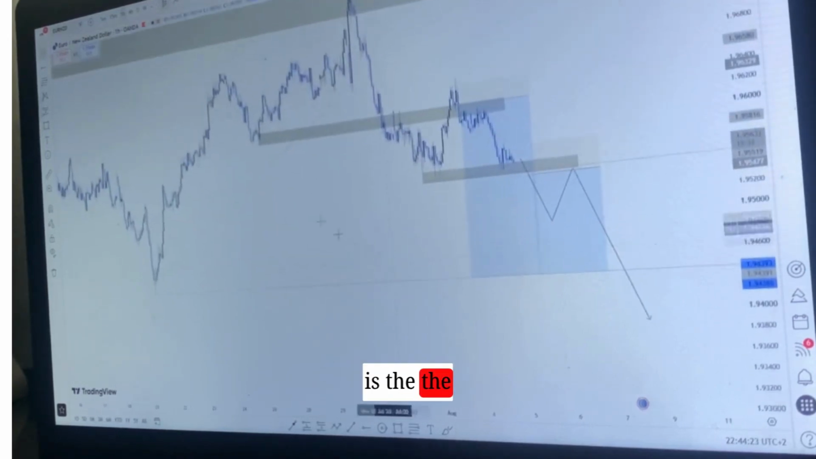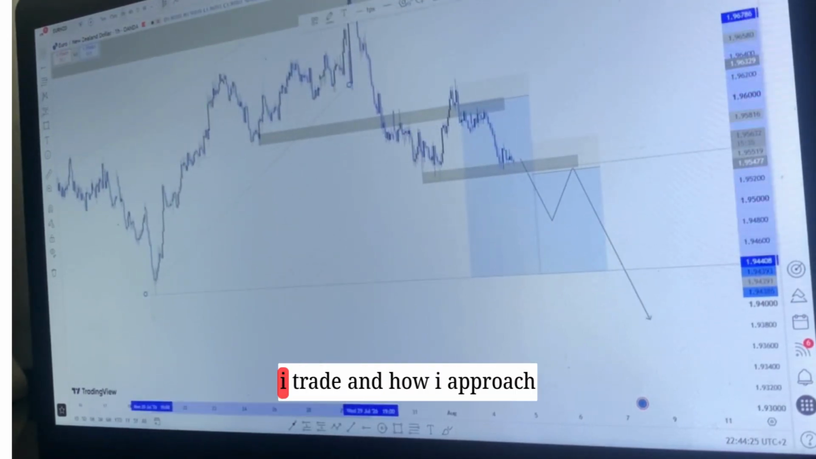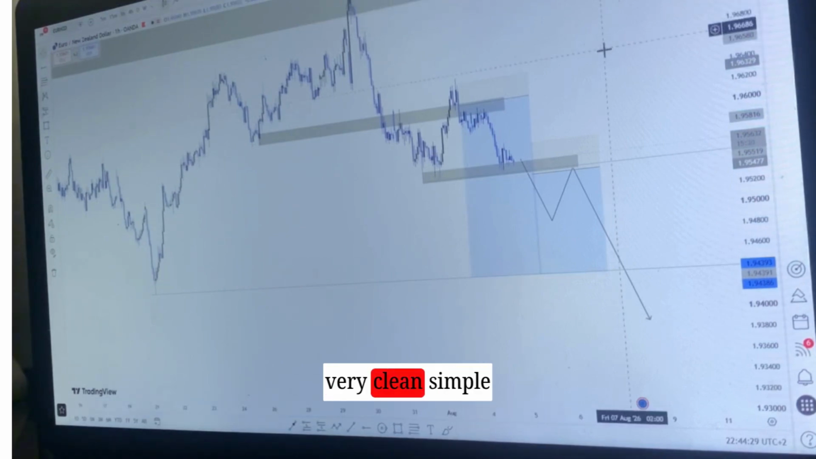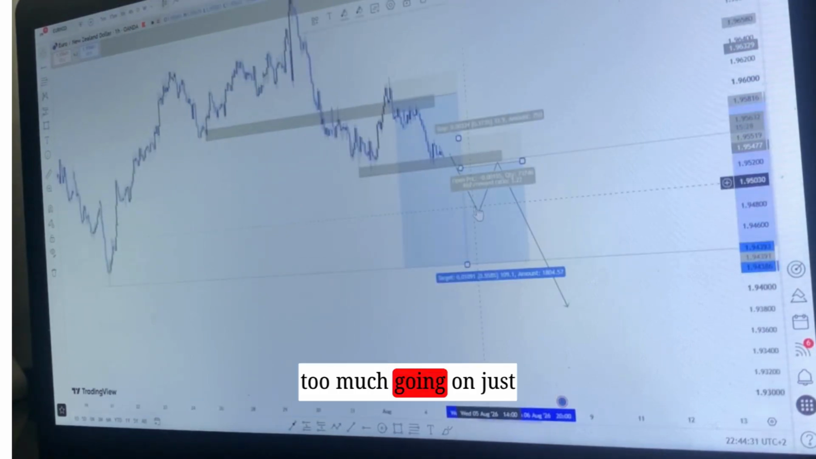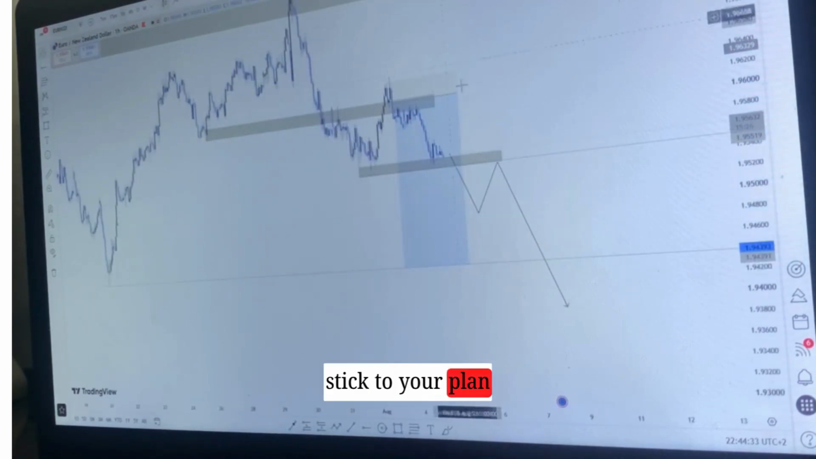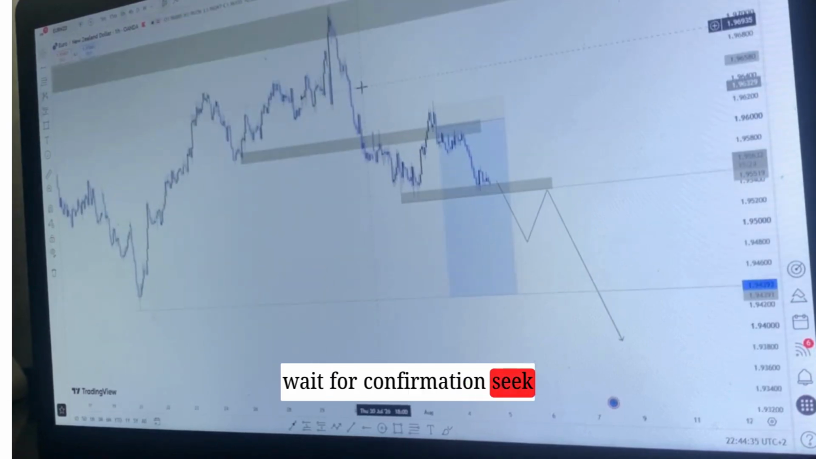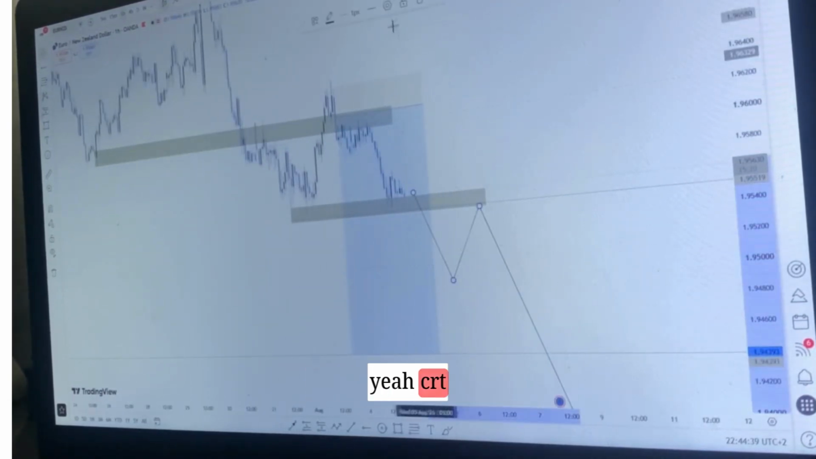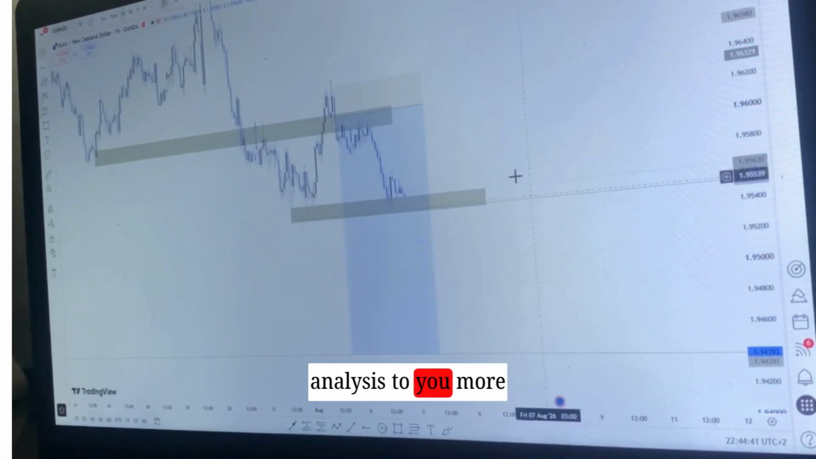This is the breakdown of how I trade and how I approach the markets. It's very clean, simple, not too much going on. Just stick to your plan, wait for confirmation, seek for confirmation.